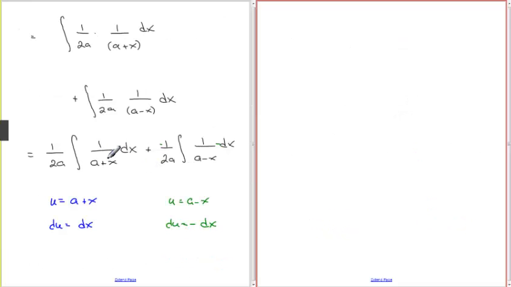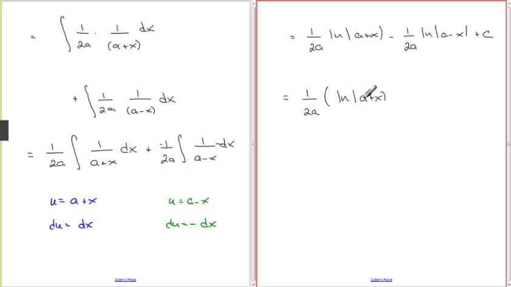And when we integrate these, it's just the natural log of whatever's in the denominator. So the first term will become 1 over 2a times the natural log of the absolute value of a plus x. And we get a negative sign here, so we get negative 1 over 2a times the natural log of the absolute value of a minus x plus arbitrary constant c. And if we factor out a 1 over 2a, then we would end up with the natural log of the absolute value of a plus x minus the natural log of the absolute value of a minus x plus c.